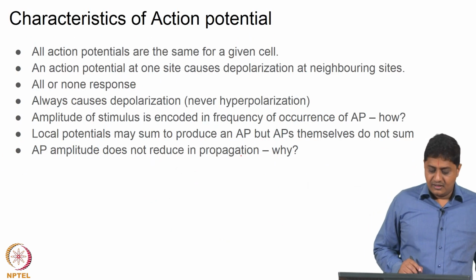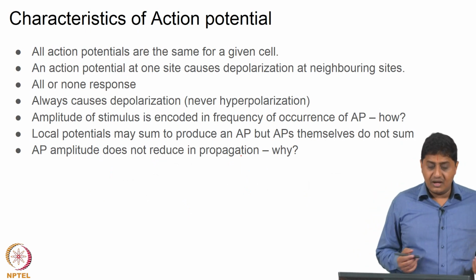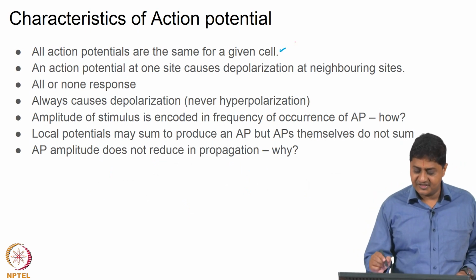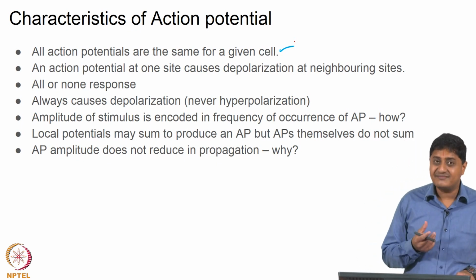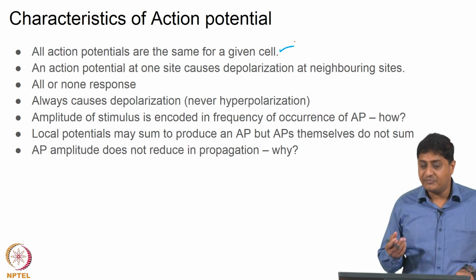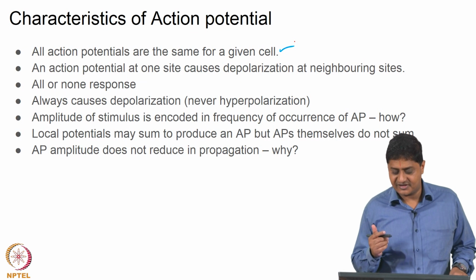This is the reason why you need a higher amplitude stimulus for causing an action potential. Okay. Importantly, the following are to be noted. Turns out that all action potentials are the same for a given cell, and an action potential at one site has the ability to cause depolarization at neighboring sites. This is the crucial characteristic of action potential.